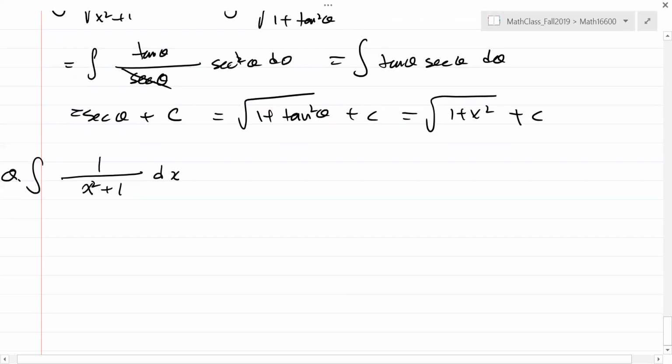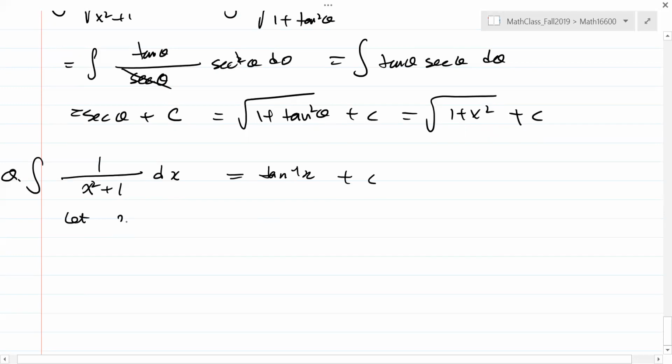Well, I already know the formula, right? I know this is clearly going to be the derivative of arctangent x, plus the constant c. We already know that. But I can also use a substitution.